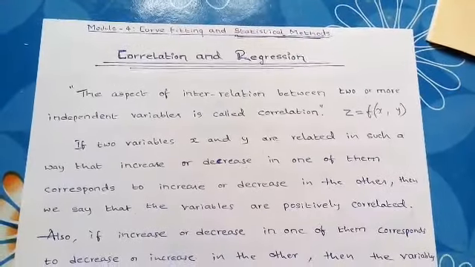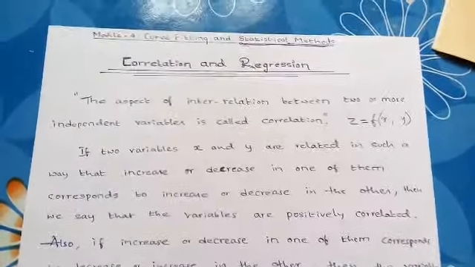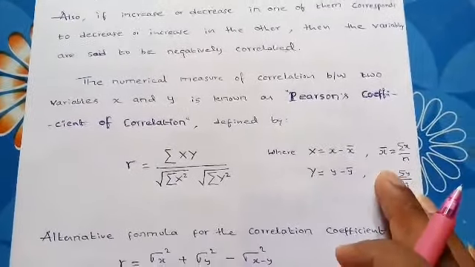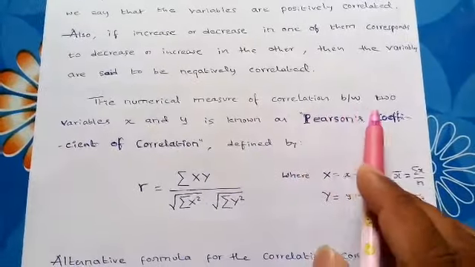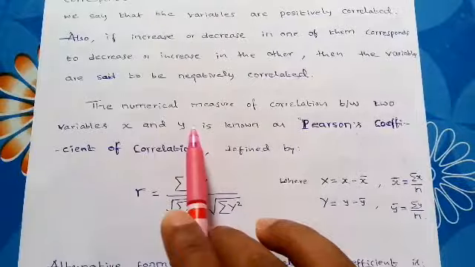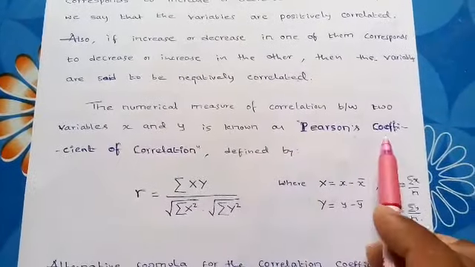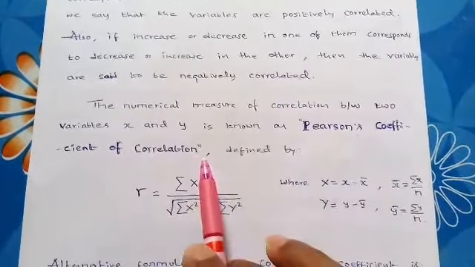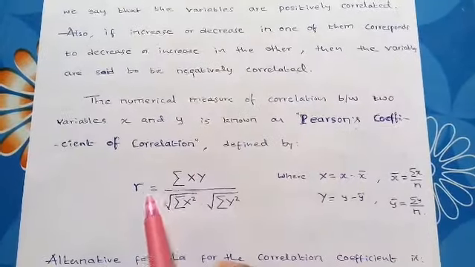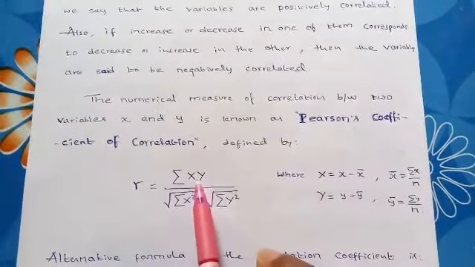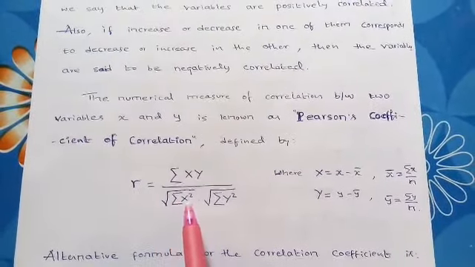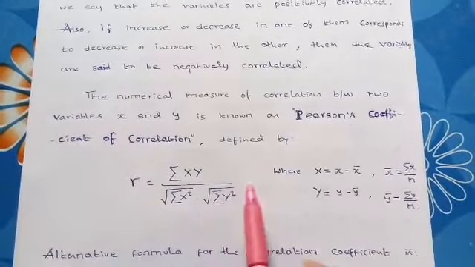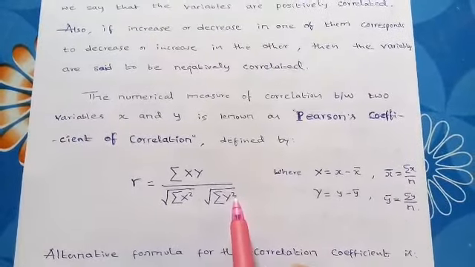Now we can measure the numerical value of correlation between any two independent variables by a formula. Here the numerical measure of correlation between two variables x and y is known as Pearson's coefficient of correlation, defined by r equals summation of X into Y divided by square root of summation X square into square root of summation of Y square.